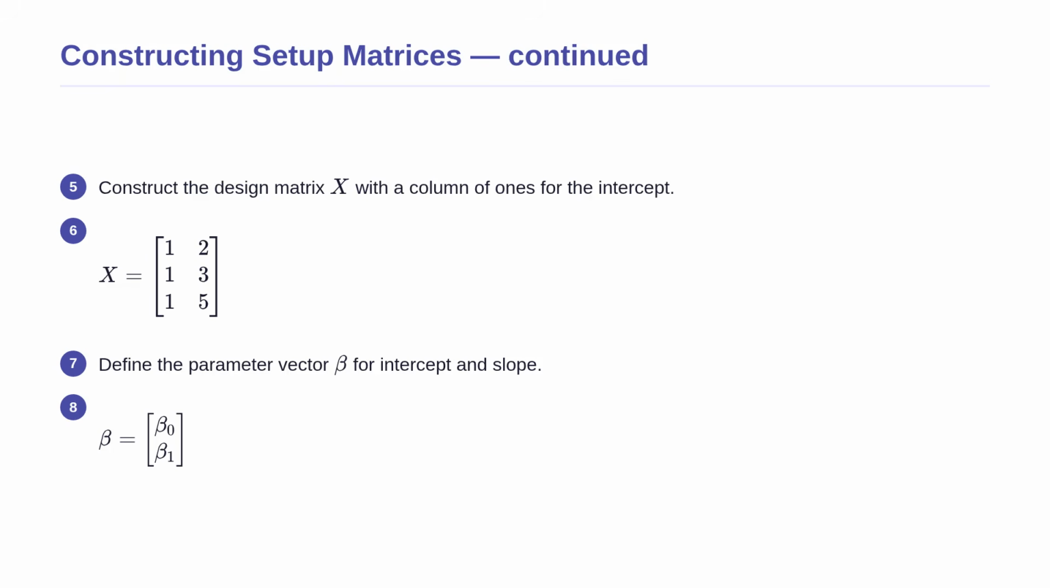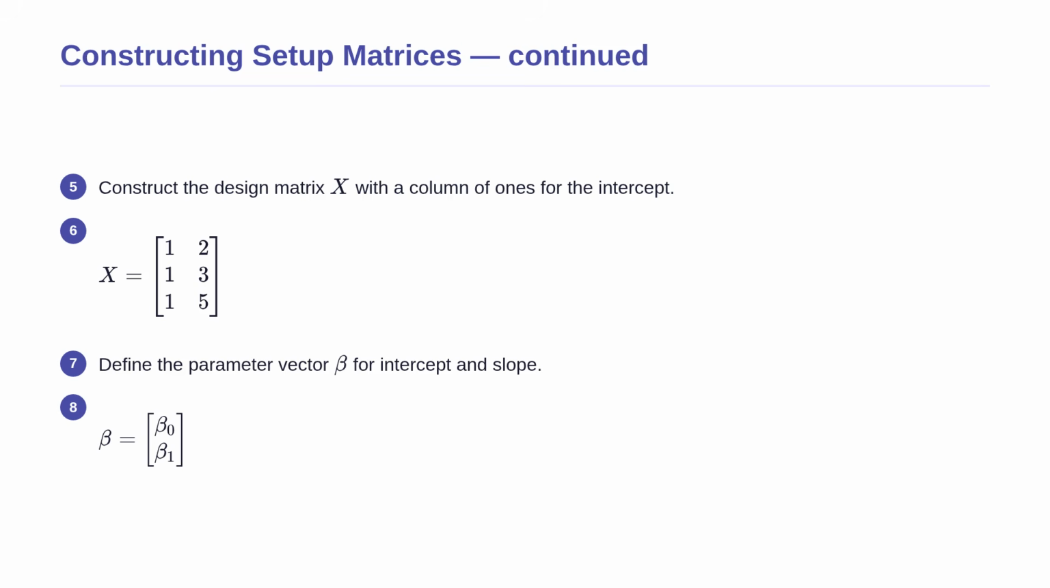Continuing with our setup, we next construct the design matrix X. The first column is entirely made of the number 1. This acts as a mathematical placeholder for the y-intercept, which is the base score if a student studies 0 hours. The second column contains the actual hours studied by the 3 students.